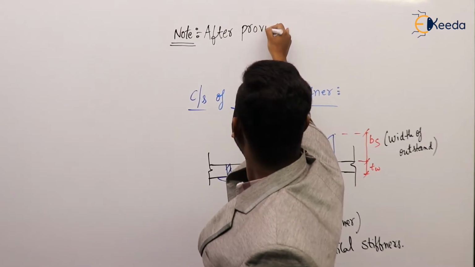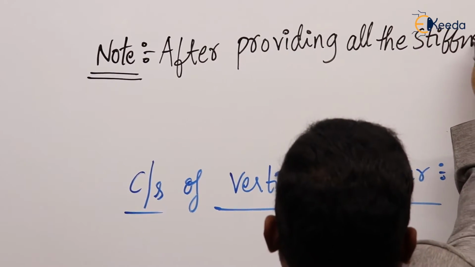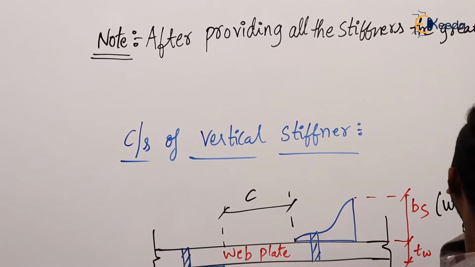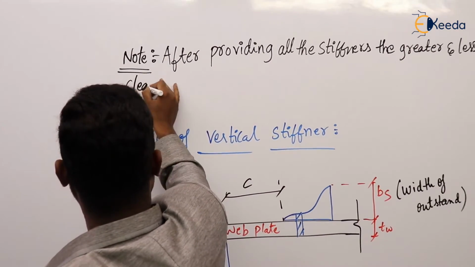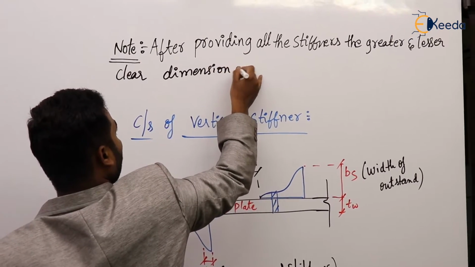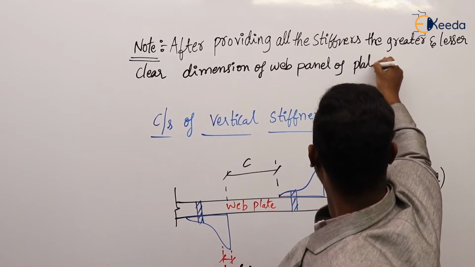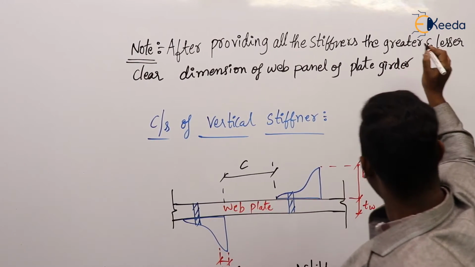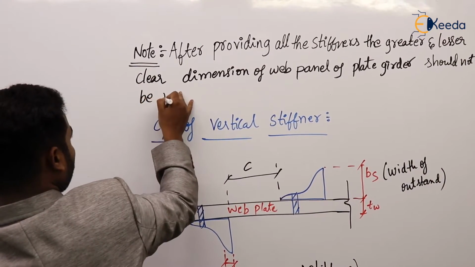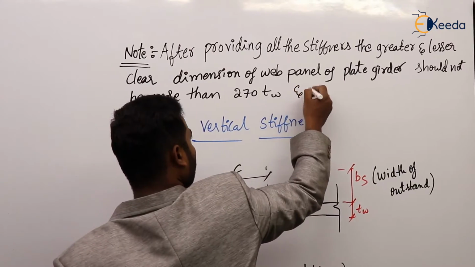After providing all the stiffeners, the greater and lesser clear dimension of web panel of plate girder should not be more than 270 TW and 180 TW.